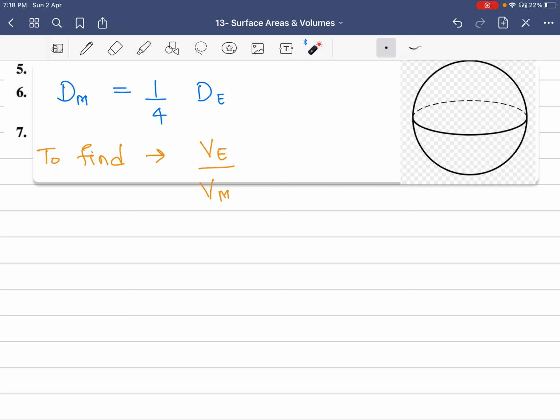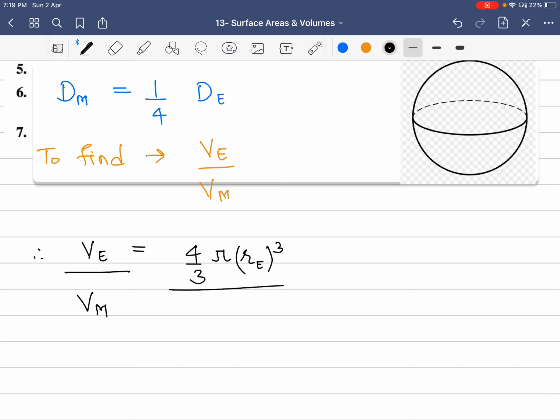When we assume both are spheres, we can write VE equal to what? It's a sphere, so 4 by 3 pi r cube. So I'm going to say RE the whole cube. That will be our VE, divided by VM. So this will be divided by 4 by 3 pi RM, which is the radius of the moon, the whole cube. So this is the value we have to find, the fraction of volume of earth and volume of moon.